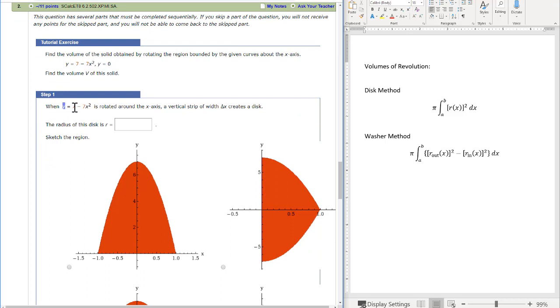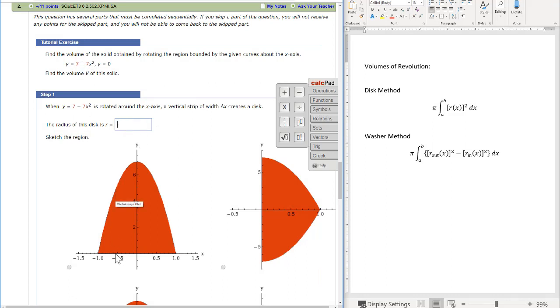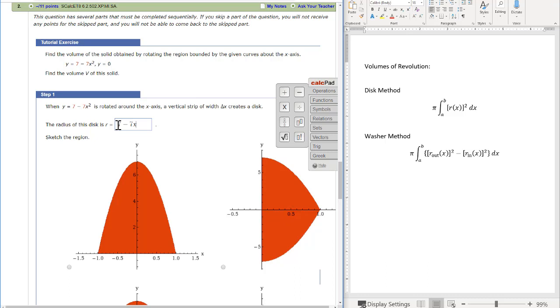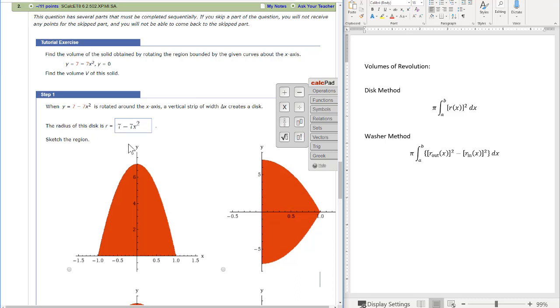So let's first try to figure out what this is going to look like. A vertical strip of delta x creates a disk. The radius of the disk is going to be a y value length. And so it looks like y is already equal to this thing, so I think that's going to be your radius as well. So it's going to be 7 minus 7x squared.